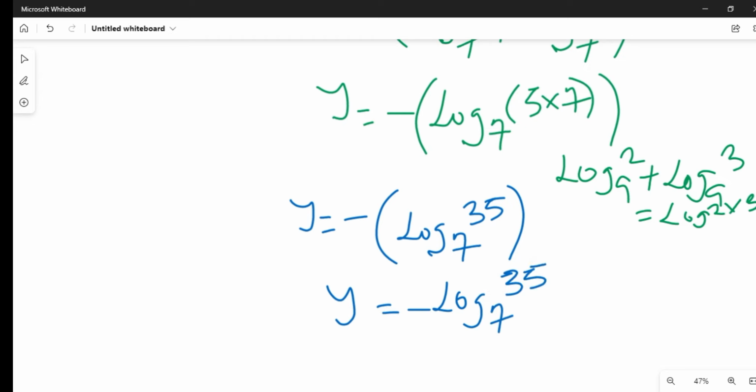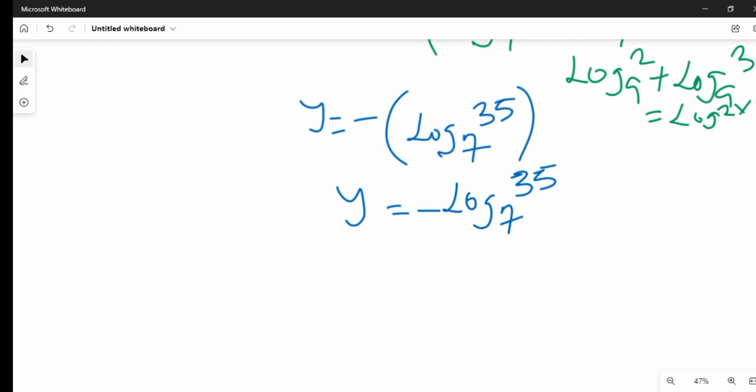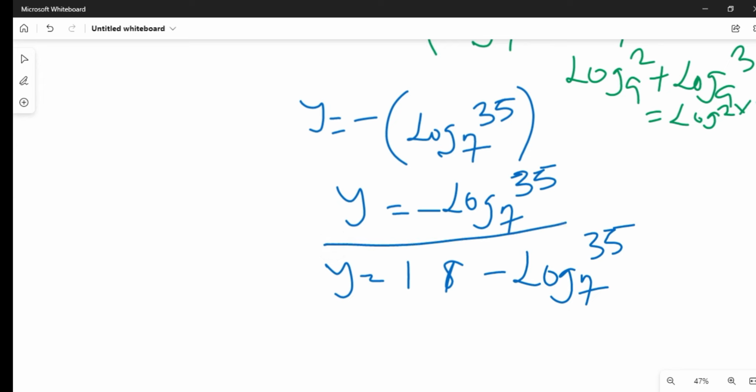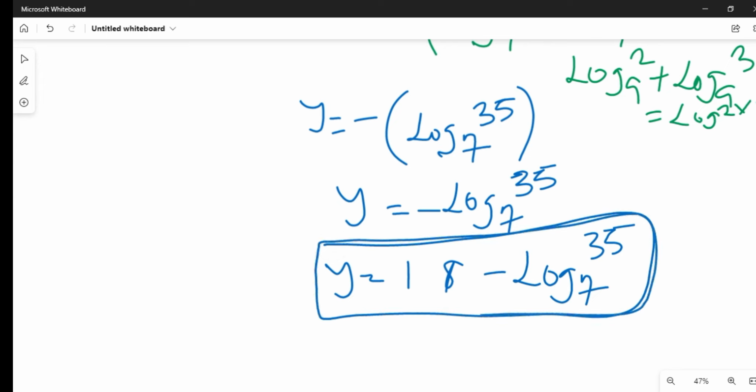Recall that we initially have a value for y, which is 1, and the other value is minus log of 35 base 7. So these are the values for y that satisfy the exponential equation.